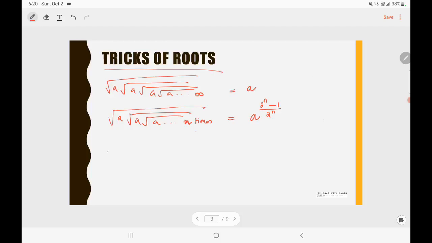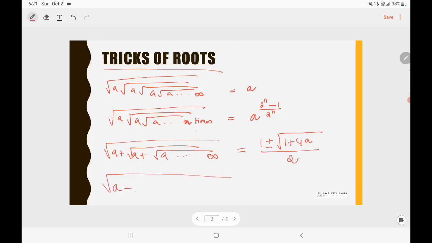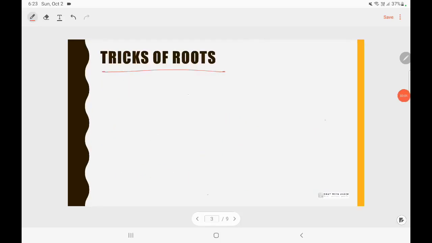Now if you are given a question like root of a plus root of a plus root of a plus, so this repeats till infinity, then this is equal to (1 plus or minus root of 1 plus 4a) divided by 2. Similarly, if you are given root of a minus root of a minus root of a minus root of a till infinite times, then this is equal to (minus 1 plus or minus root of 1 plus 4a) by 2.